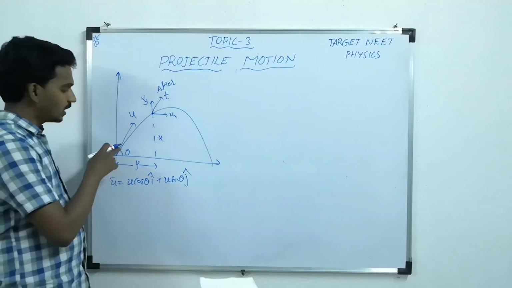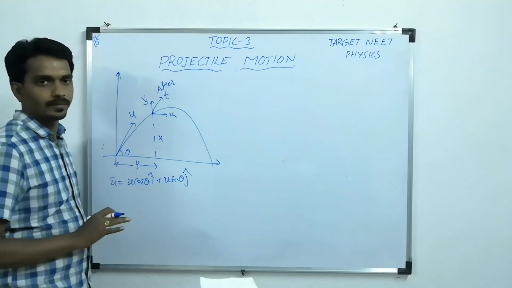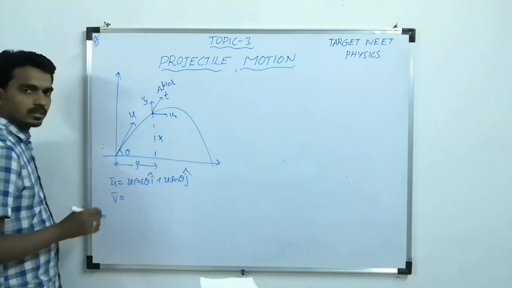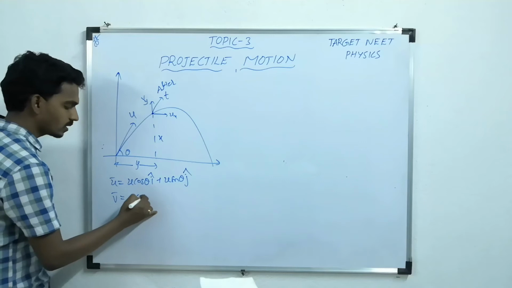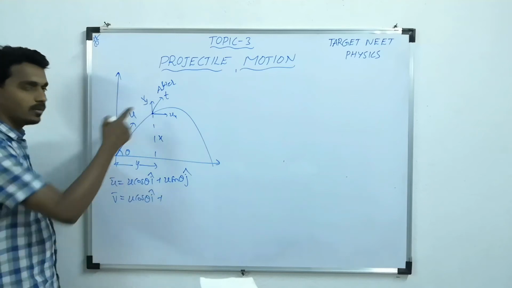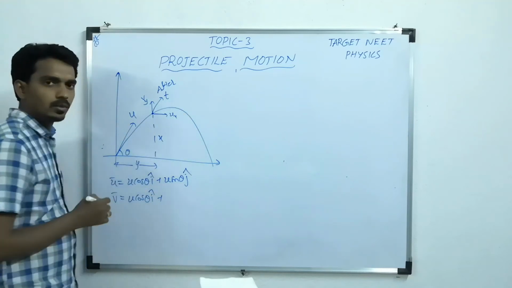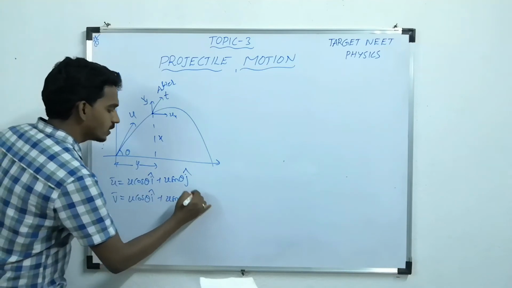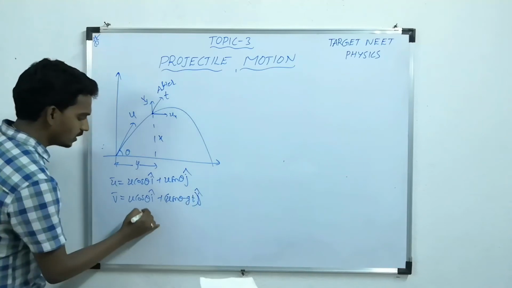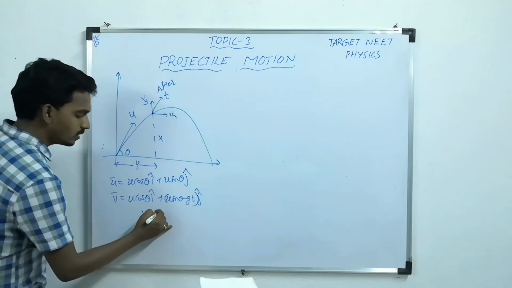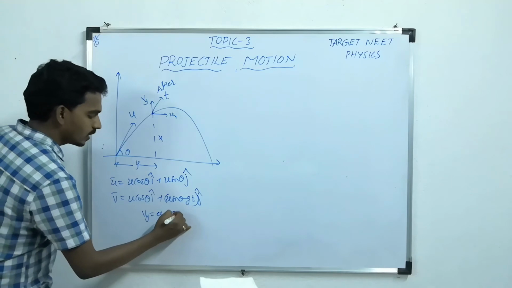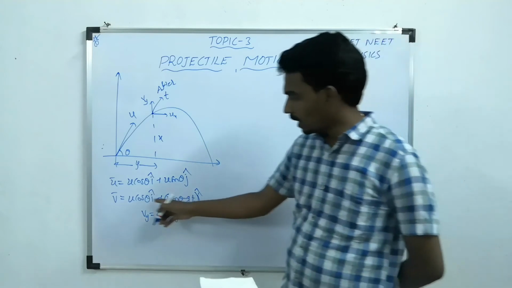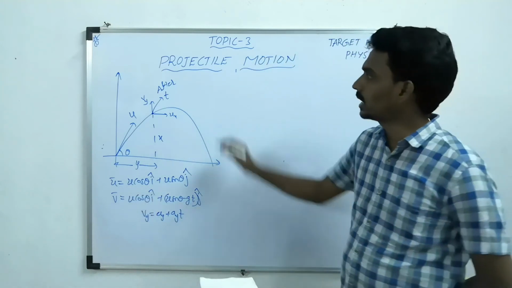What is the initial velocity vector? Now what is the velocity vector after some time? Ux is the same, because x velocity remains constant. But what will the y velocity become? Vy equal to uy plus ay t. So u sin theta minus gt j cap, because vy after time t is uy plus ay into t. So this is the velocity after some time t.